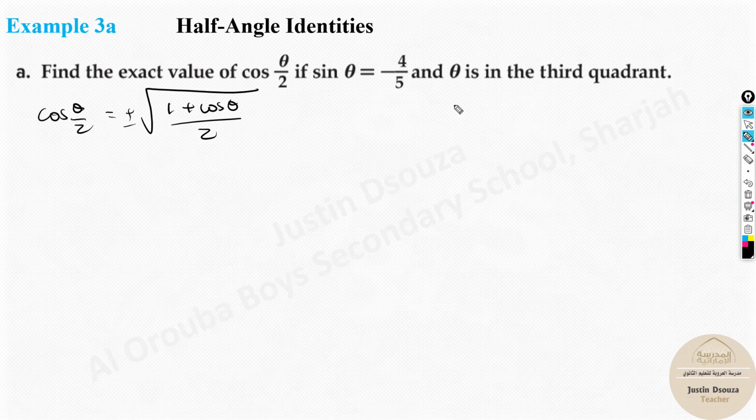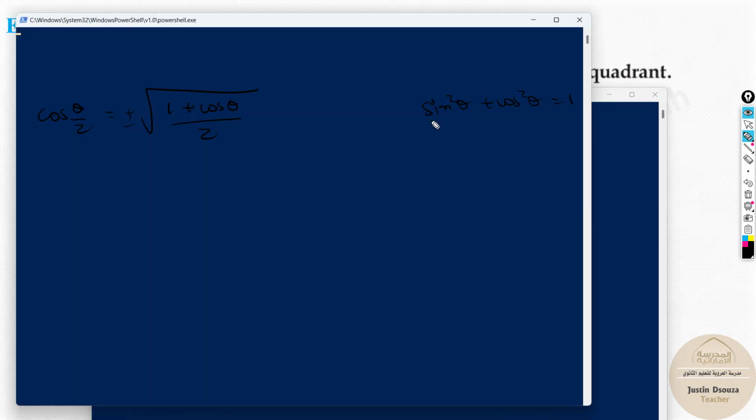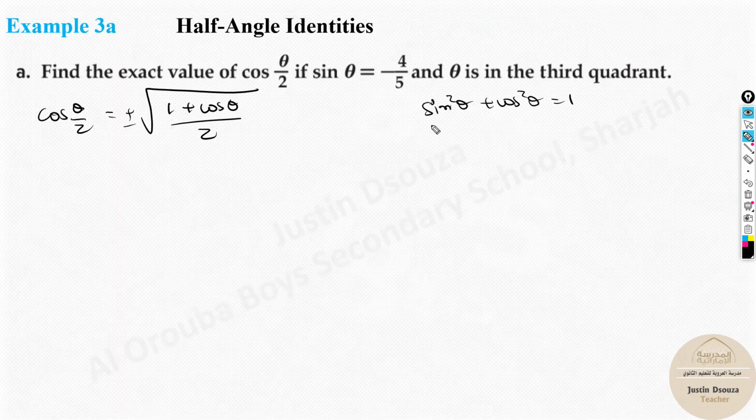So what we do is find it from the Pythagorean identity: sine squared theta plus cos squared theta equals 1. And it's in the third quadrant. That means sine and cos both are negative. Only tan is positive here. So let's substitute the values. Here it's 4 by 5 with a negative sign, but since the square is there, it doesn't matter. Plus cos squared theta equals 1.